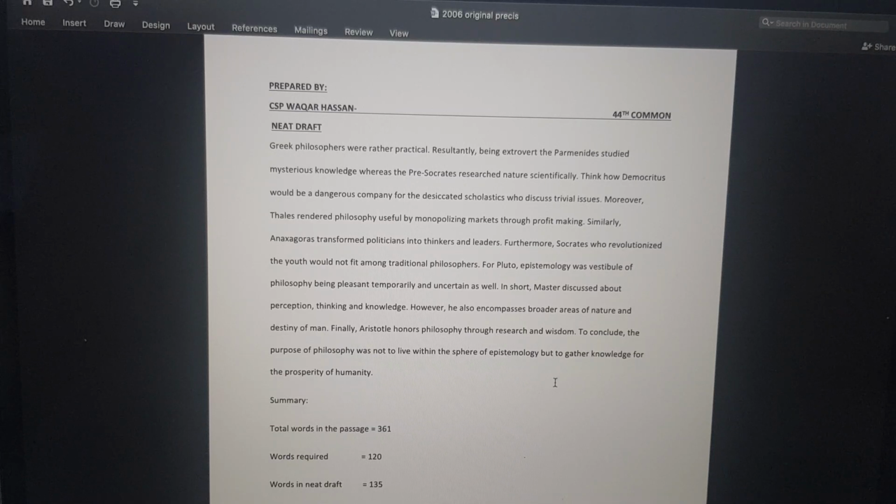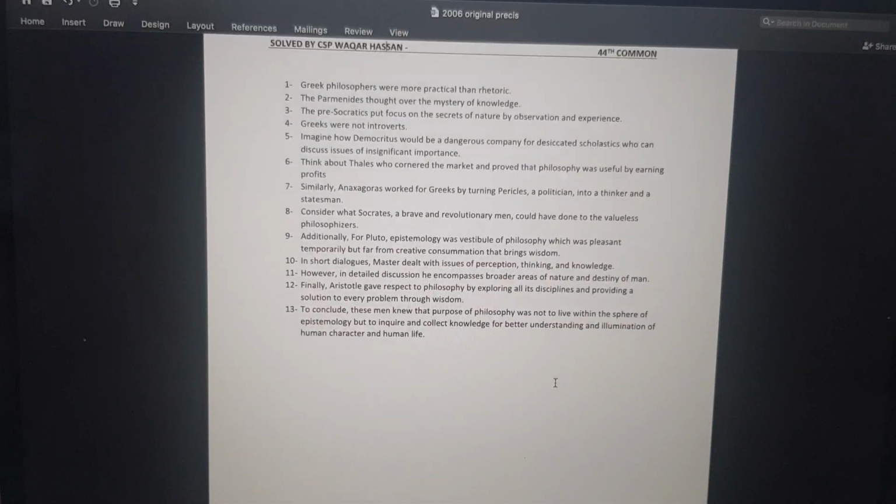And this is why working on the rough draft is important. This neat draft you have taken from the rough draft, and in the rough draft you have done all the required work. That is the reason. If you follow this process, your neat draft will be very coherent, it will be in sequence, and it will be within the required length. So follow this process of solving précis for your revision.